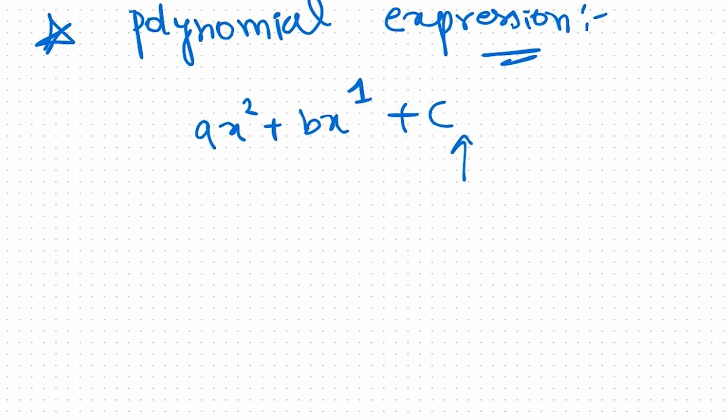What is the c called? C into x power what? There is already bx, okay? When you write c, what does this mean actually? It means c times x to the power what? 0. X to the power 0. So write that.